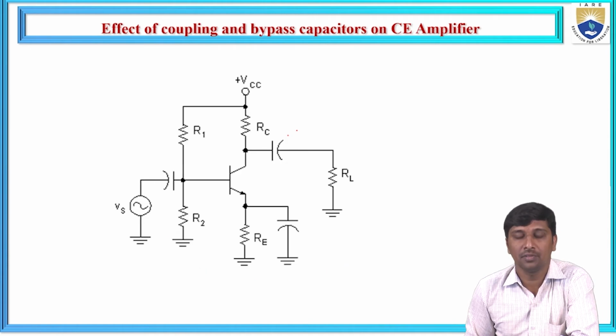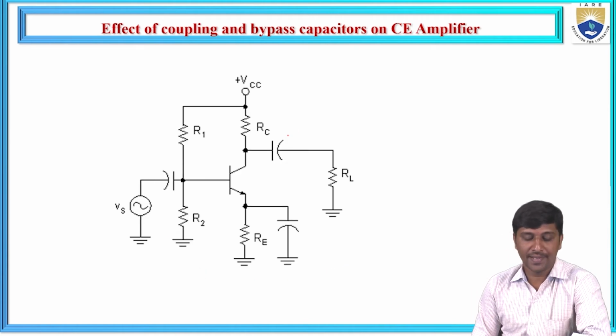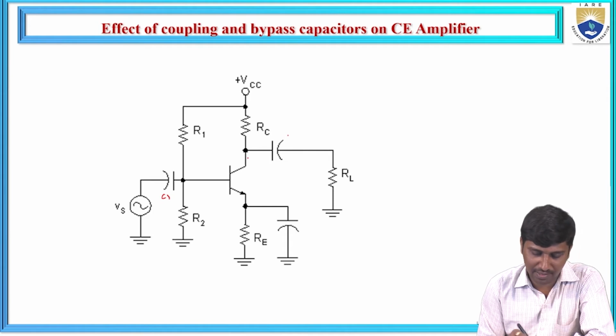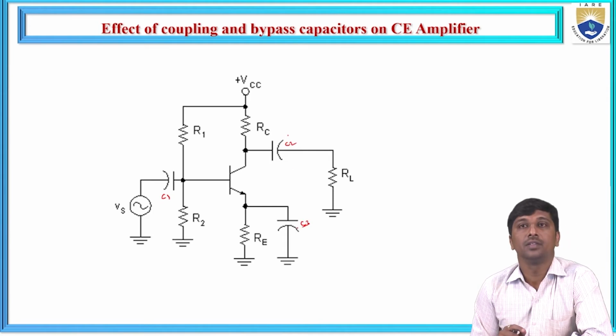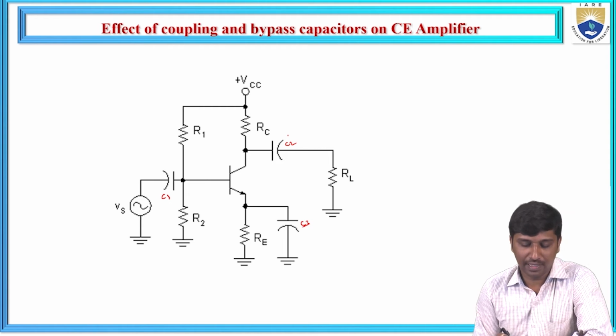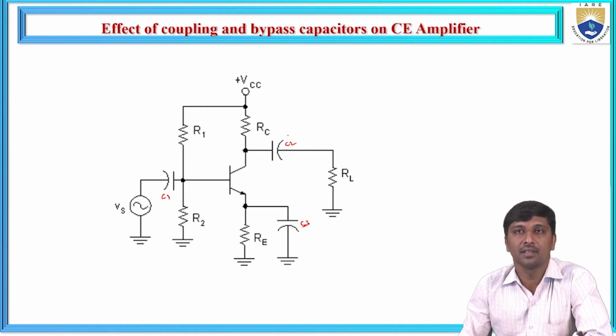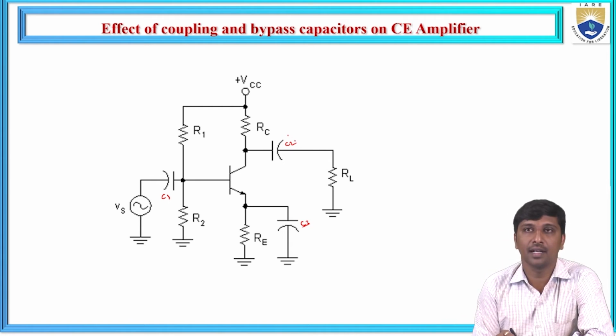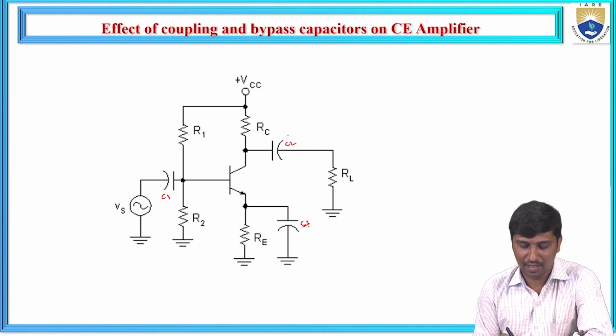Now we are going to discuss what happens due to these capacitances. Let us say we have three capacitances: C1, C2 and C3. The C1 and C2 capacitors act as coupling capacitors, and C3 acts as a bypass capacitor.